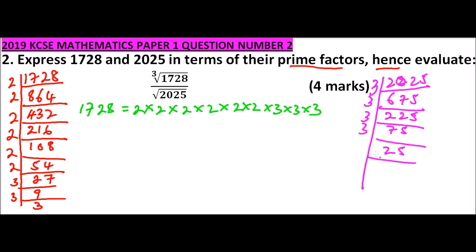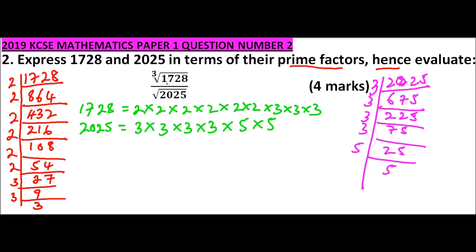Then you divide by 5, you get 5. So the prime factors of this number, that is 2025, is equal to 3 multiplied by 3 multiplied by 3 multiplied by 3 multiplied by 5 multiplied by 5. So from there, we are through with the prime factors, then we should be able to simplify this.